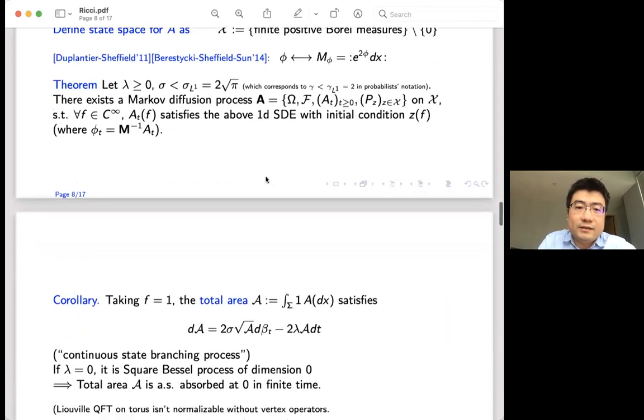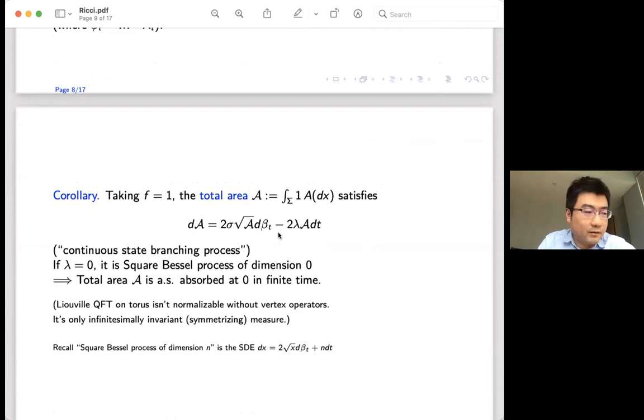So what you get is actually a very nice autonomous SDE for the total area. It says the time derivative of the total area is equal to the square root of the total area times dBrownian motion minus, well, the drift is the total area. Okay, so this is a very simple SDE. And well, it's some sort of a continuous state branching process, but if you ignore the lambda term, then this is just the square Bessel process of dimension zero.